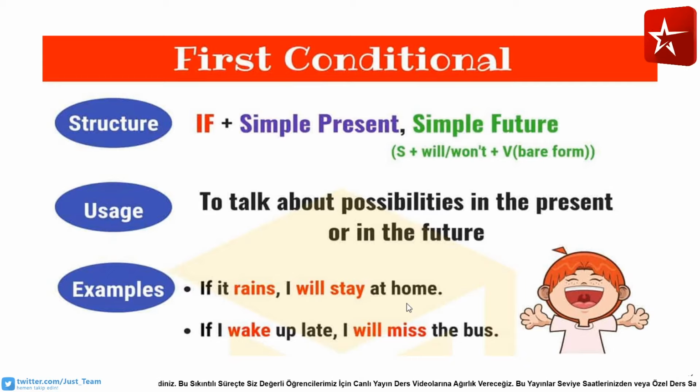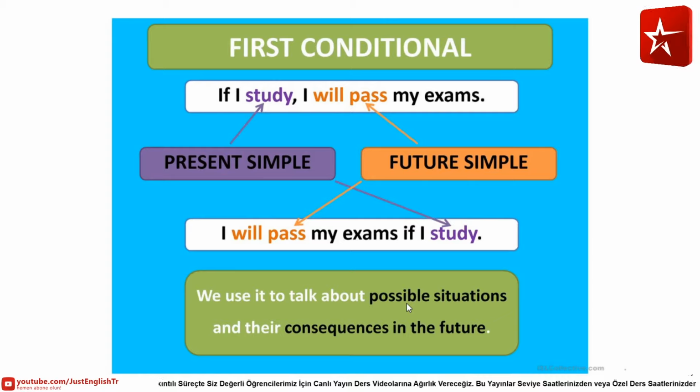Let's continue with the other details. You are a student, right? I am a student. If I study, I will pass my exams. In this part, as you see, I used what? I used present simple. And the second part, will plus main verb, is future simple. So the if side is present simple, and in the main clause I use the future simple.